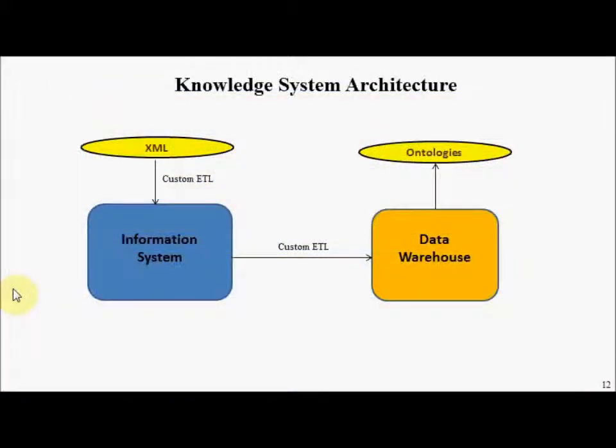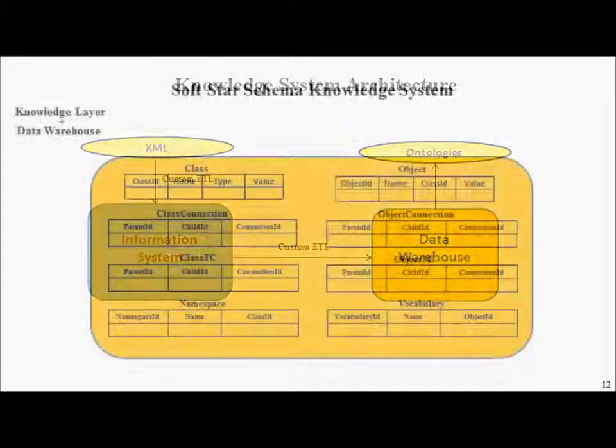Okay, here's our knowledge system architecture picture again. We just got done looking at the internals of these 2 components. One of the problems with this architecture is this guy right here, custom ETL. For every different kind of information system, we have to write custom ETL to pull the data from the information system into our data warehouse tables.